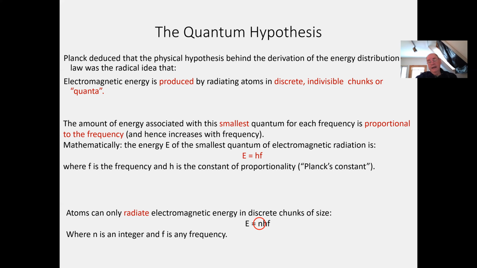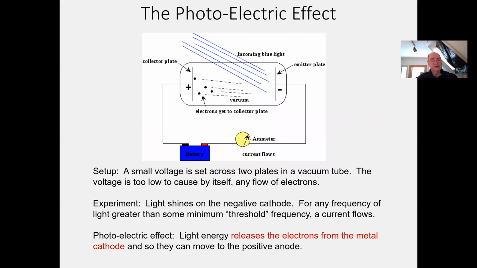He didn't know what to make of it. No one else knew what to make of it. He was very unhappy with it. He tried for 10 years to find some other way around this basic assumption to derive his formula, without success. The first person who takes this formula and actually runs with this idea of chunks of energy of light, who uses it in some way, is Albert Einstein.